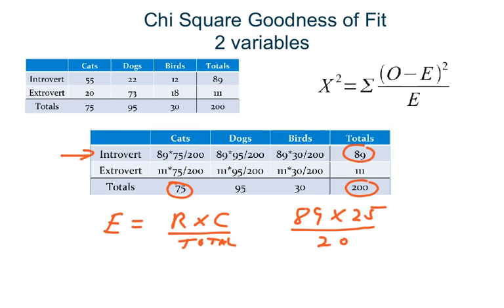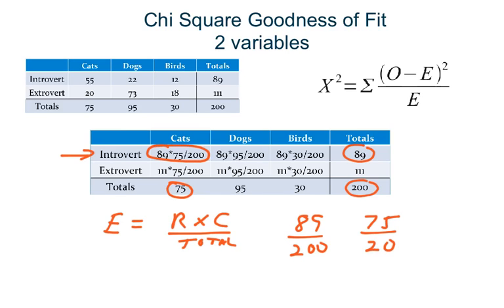And how do we arrive at that? Well, let me show you real quick. What is the probability of being an introvert? Well, there are 89 introverts divided by 200. That's the probability of being an introvert in this study. And what is the probability of being a cat owner? Well, there are 75 cat owners out of the 200. So the question is, what is the probability of being both an introvert and a cat owner?